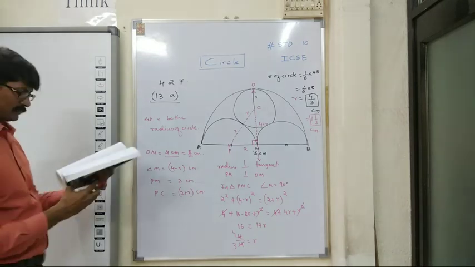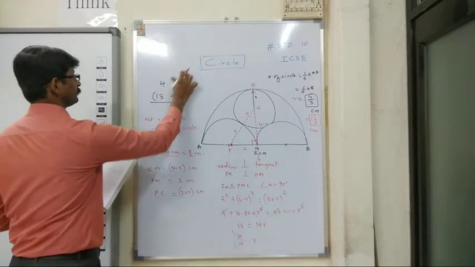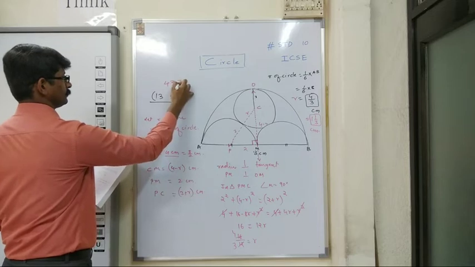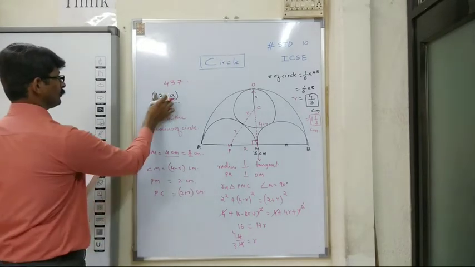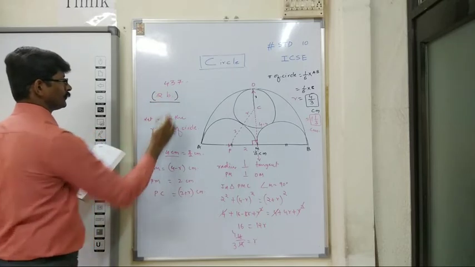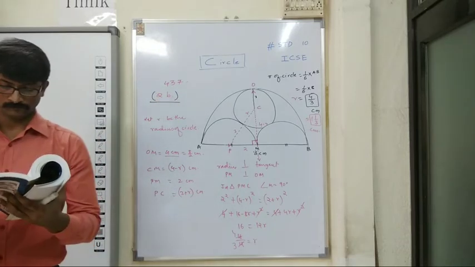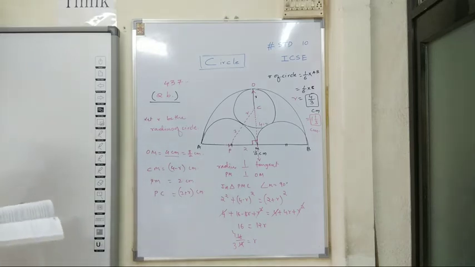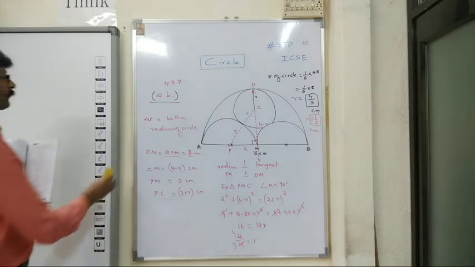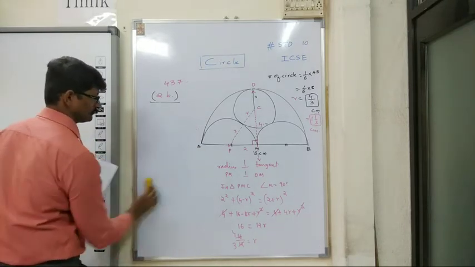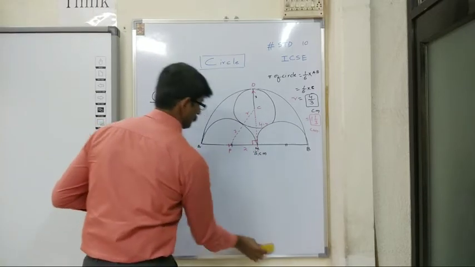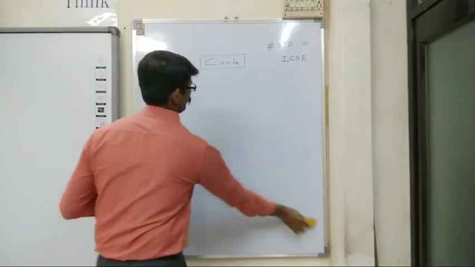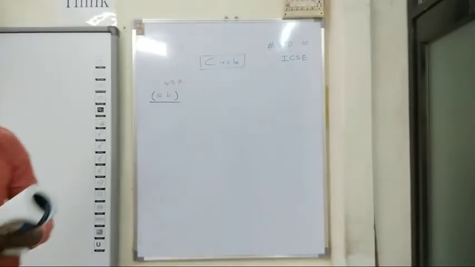Okay, we are solving the next sum on page number 437, sum number 2b.